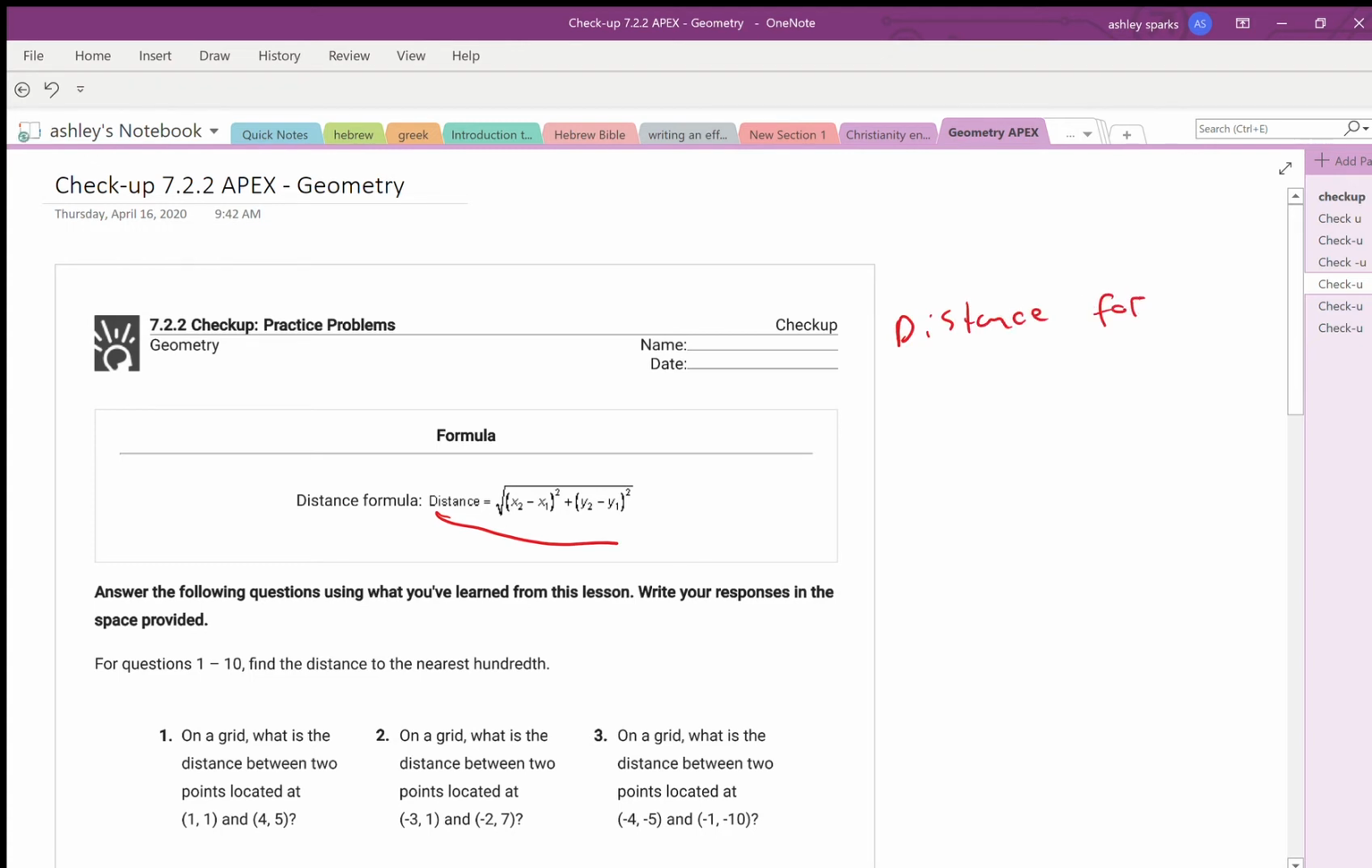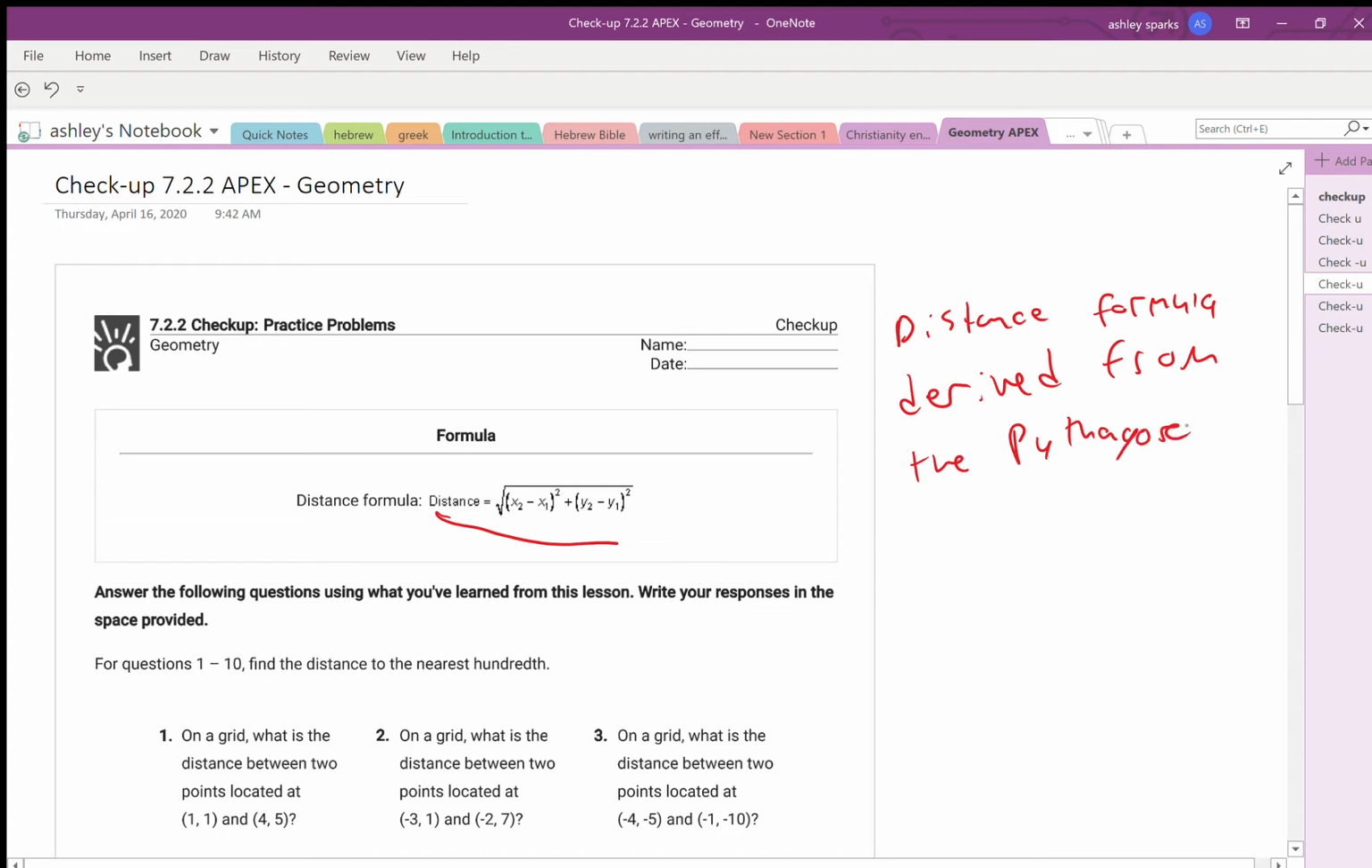It's derived from the Pythagorean theorem. It's not the other way around, okay? What came first, the chicken or the egg? The distance formula is derived from the Pythagorean theorem. You'll probably see a question like that on your quiz.